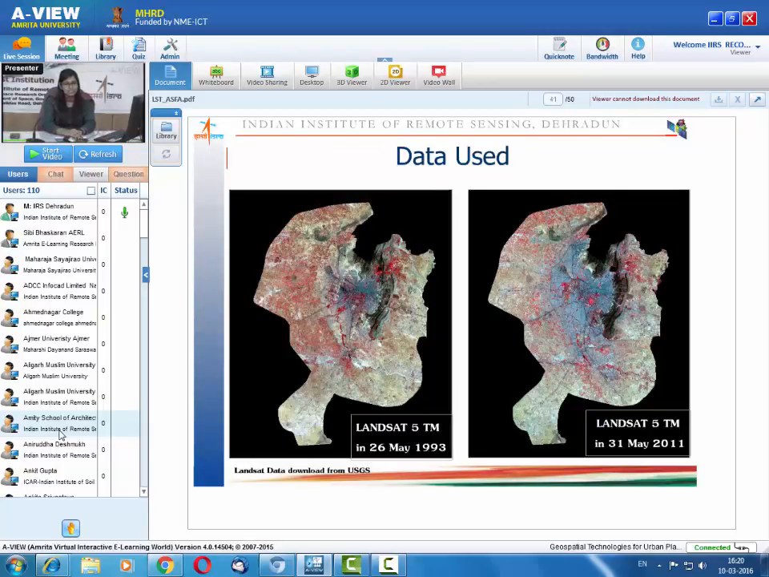So what was the data used? We have used Landsat 5 TM data for both the years 1993 and 2011. The data was of 26 May and 31 May. But one question may arise: why are we using such a huge gap between the two years?